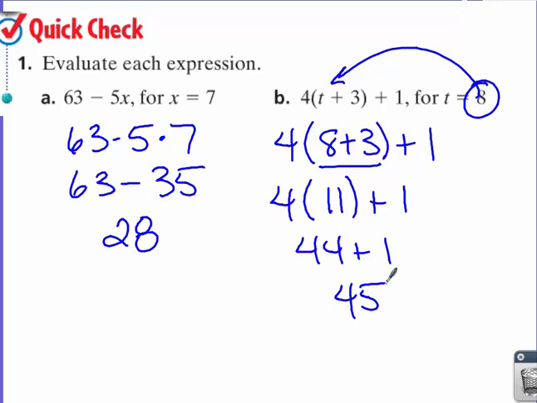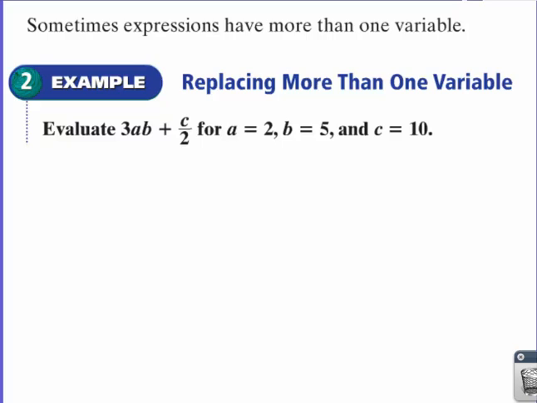So let's see if we can bump it up a notch. What if I were to give you one like this? 3ab plus c over 2, for a is equal to 2, b is equal to 5, c is equal to 10. This time we have multiple variables in the problem, and that's perfectly fine. Again, if you read it correctly with operations in mind, you should be able to solve it. So what does this say? 3 times the value of a times the value of b plus c divided by 2. Simple as that.